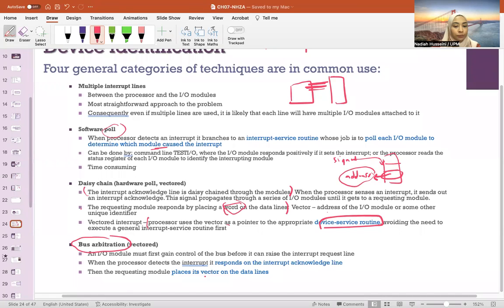Then the requesting module places its vector on the data line. So this is slightly more straightforward. We are using the bus to do all the communication. We don't have to daisy chain. We use the bus.